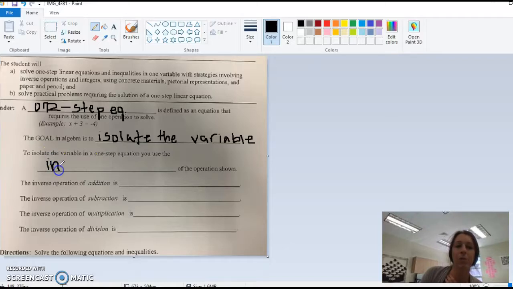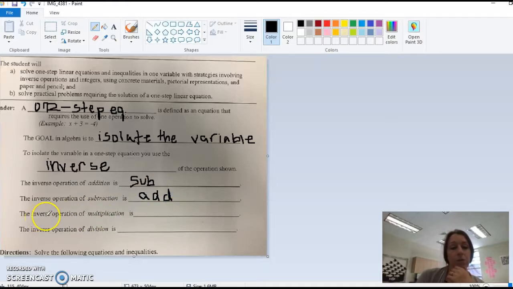If you think about it, we use the word inverse with our properties. It means the word opposite, like the opposite of positive 5 is negative 5. So we use the inverse of the operation shown. This is what we need to know, what the inverses are. The inverse, or the opposite operation, of addition is subtraction. I'm going to abbreviate so I don't have to write so much. The opposite of subtraction is going to be addition. And these are the two that we're going to focus on today, the subtraction and the addition.